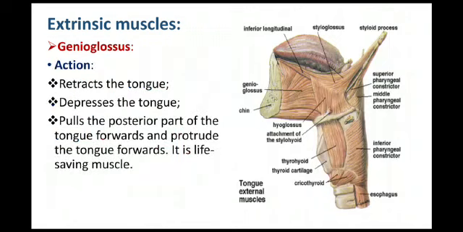The upper fibers retract the tongue, the middle fibers depress the tongue, whereas the lower fibers pull the posterior part of the tongue forwards and protrude the tongue forwards. It's a life-saving muscle.